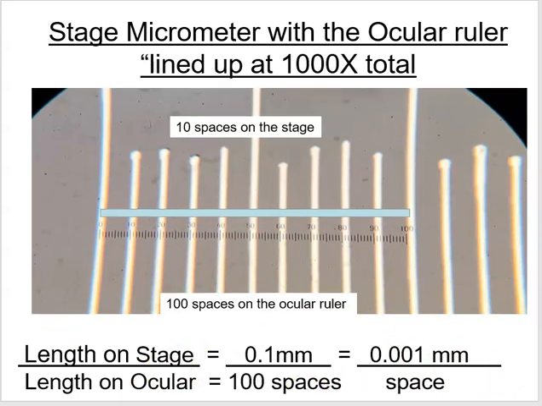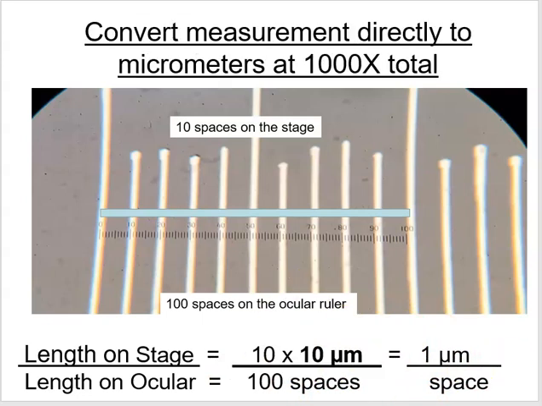Work out your math like we've done over and over, and this is going to come out to 0.001 millimeter, which you can write if you don't mind writing a lot of zeros. But for me, I would rather do this conversion right here, because if you look at that, at 1,000 times total magnification, each of those spaces on the ocular ruler is 1 micrometer long. Makes the unit conversion in your measurements really easy to do.